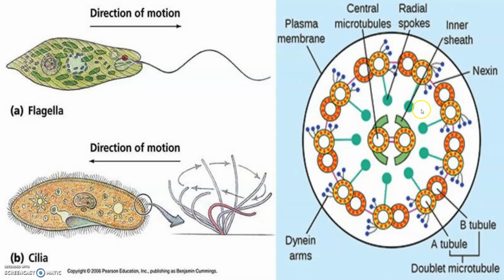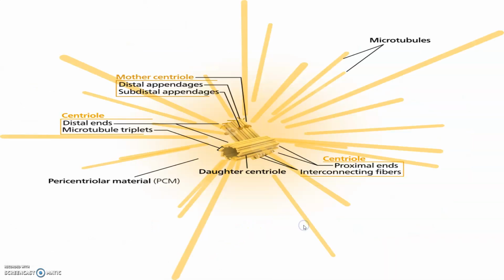Both the cilium and the flagellum emerge from centriole-like structures which are called basal bodies. So both cilia and flagella originate from basal bodies.